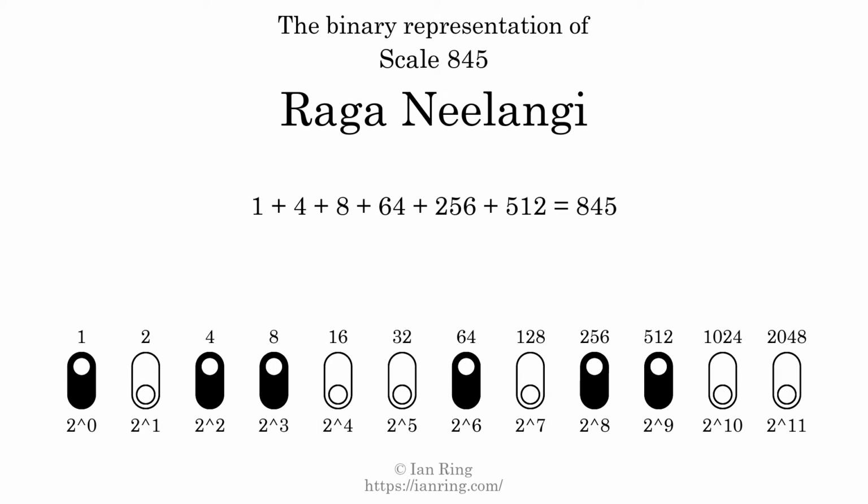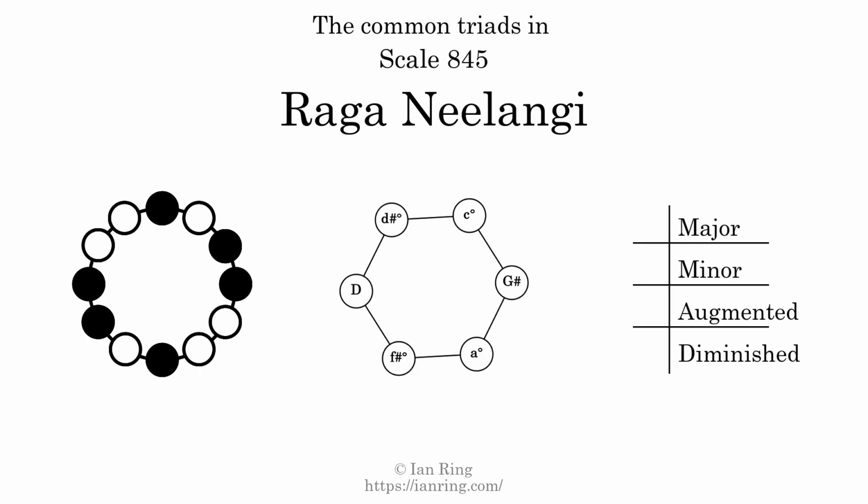The scale number not only enumerates the scale with a unique index, but it also literally describes the tonal content of the scale. Represented as a binary number in base 2, the scale number is 001101001101. Here are the common triads present in this scale.